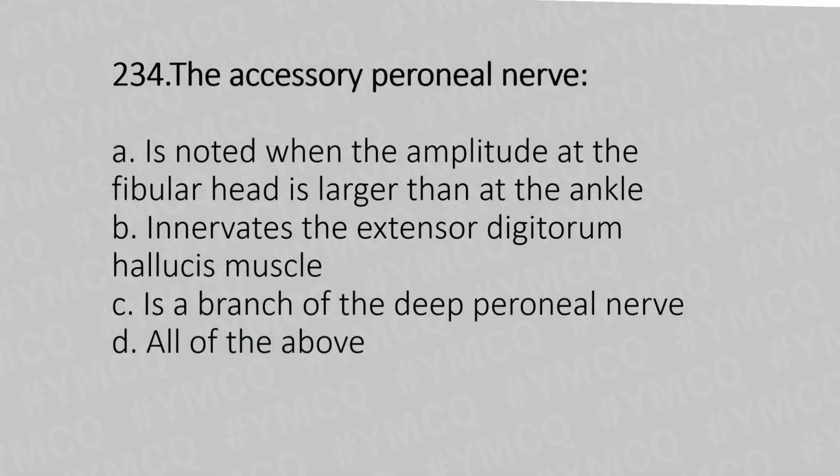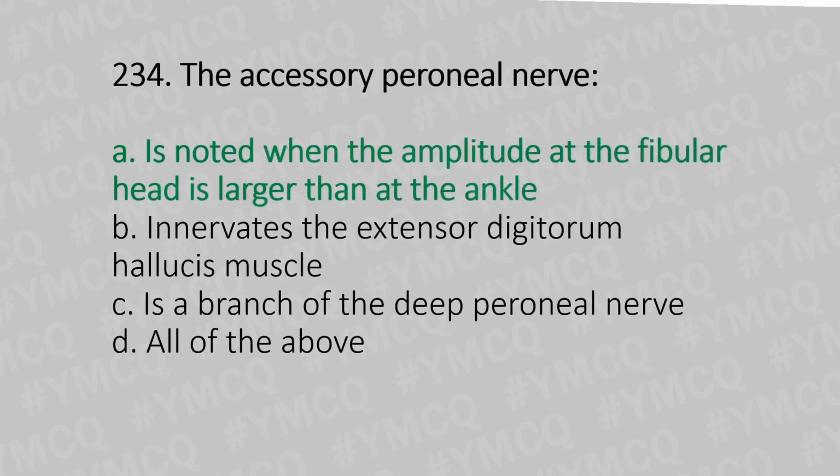Now let's move to question number 234. The accessory peroneal nerve: option A, is noted when the amplitude at the fibular head is larger than at the ankle. Option B, innervates the extensor digitorum brevis muscle. Option C, is a branch of the deep peroneal nerve. Option D, all of the above. And the answer is option A, is noted when the amplitude at the fibular head is larger than at the ankle.